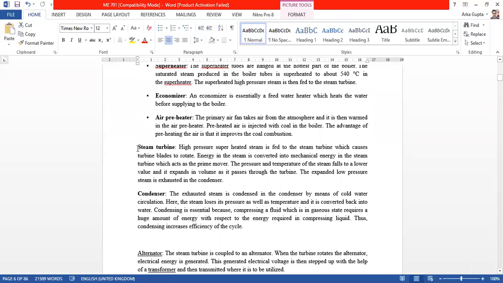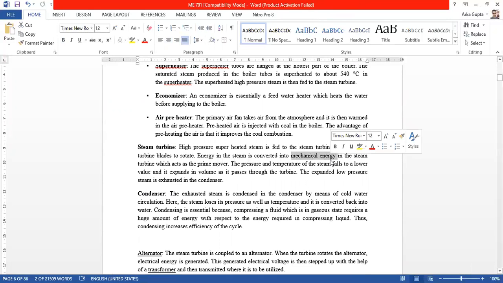Then the next part is the steam turbine, with high pressure superheated steam. After superheating, the steam is at high pressure and is fed to the steam turbine, which causes the turbine blades to rotate. The energy in the steam is converted into mechanical energy. At high speed it is fed through the nozzle to the turbine blades, and the turbine blades rotate. So the turbine acts as a prime mover.